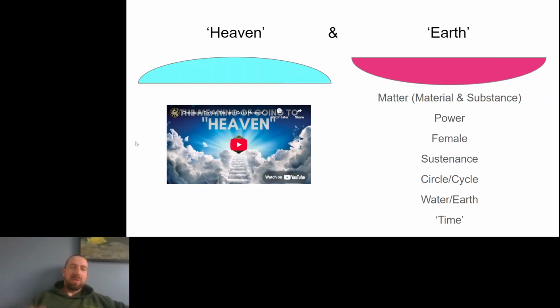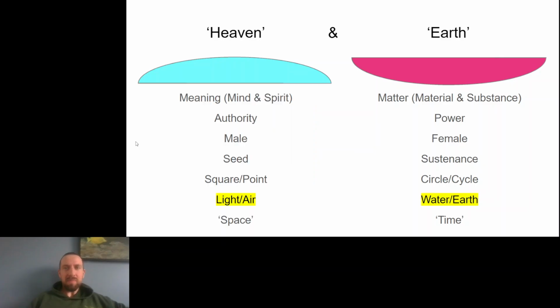There we go. So, I mean, that's probably completely different from most people's conception of heaven that they picked up from popular culture, since most of it is just caricatures of religion. So let's just take one of these dualities and explain it a little bit more. We'll take the light air versus water earth duality.